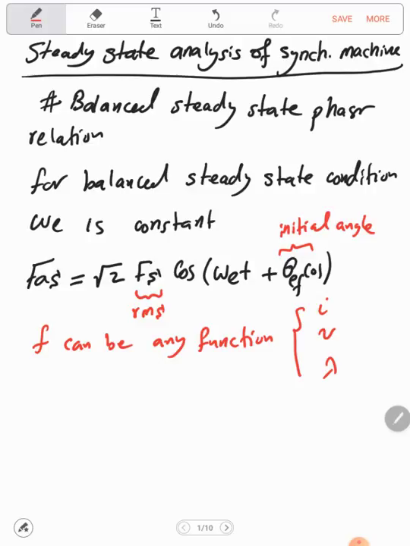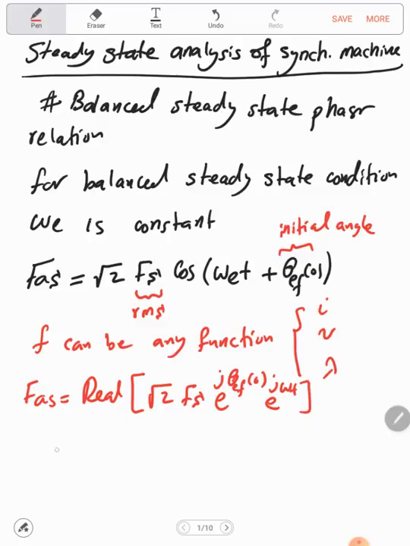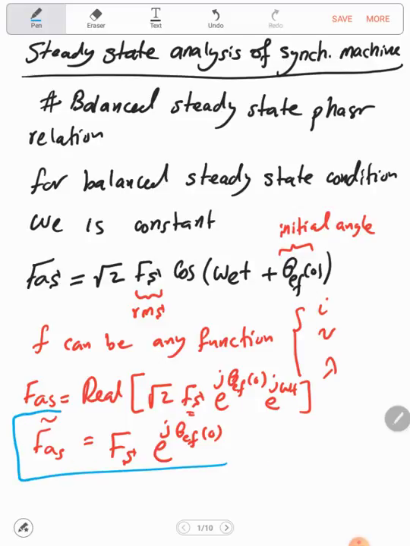Now, if we need to use a phasor to represent this time domain signal, then Fas will equal the real part of square root of 2 Fs exponential of j theta EF of 0 exponential j omega t. So as a phasor, Fas will equal, I will take the RMS value as a magnitude for the phasor, so Fs, and I will take the phase as the angle for the phasor, so this will be exponential of j theta EF of 0. And this is the phasor representation.